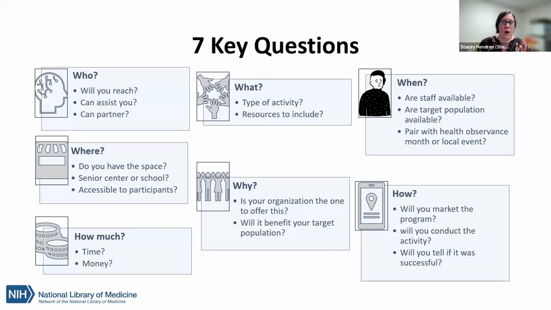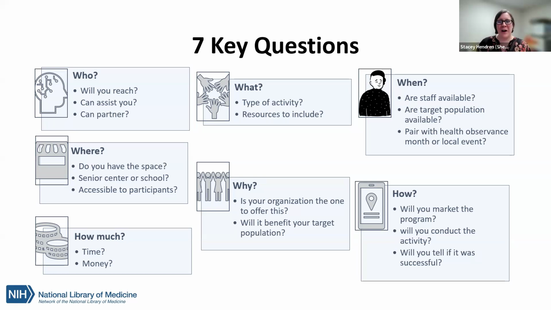When will you offer the program? When should you schedule it so your target population is available? Where will the program be held? Do you have the space? Could it be outreach to a senior center or school? Like I said, our small library couldn't have an event, so they were at a local park.